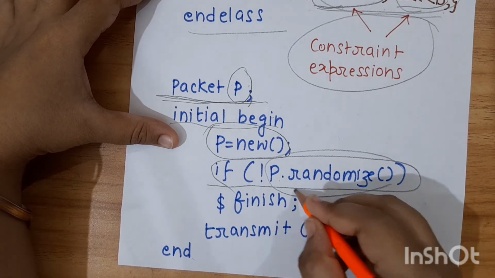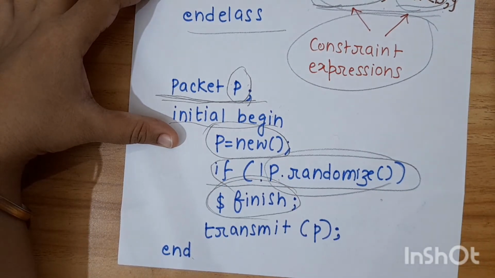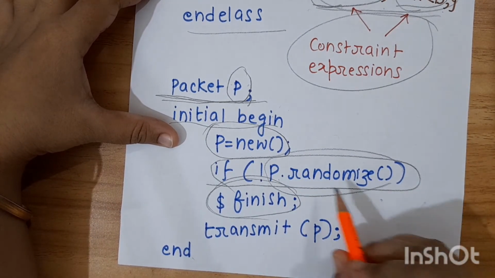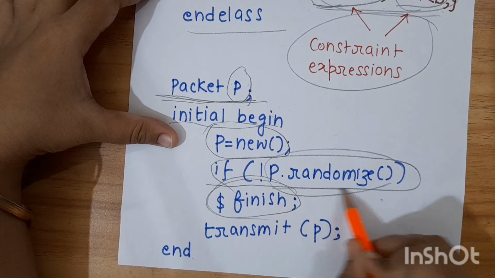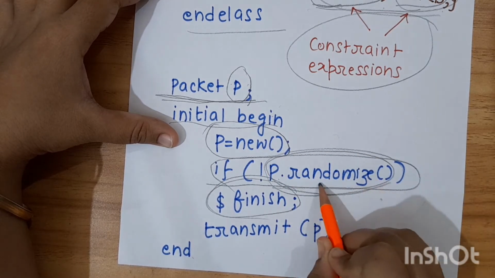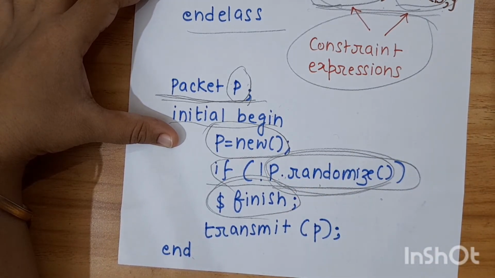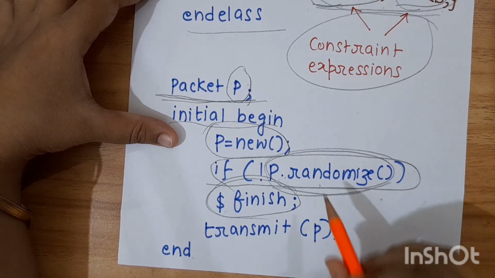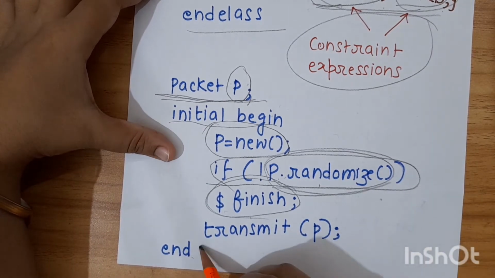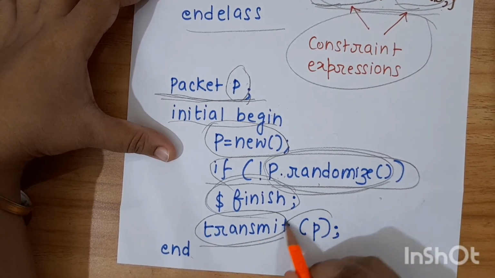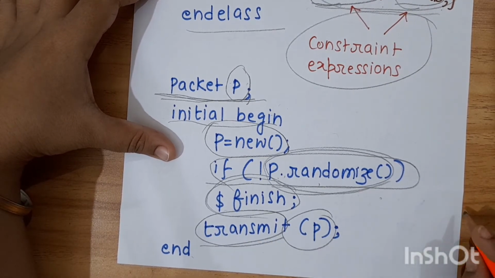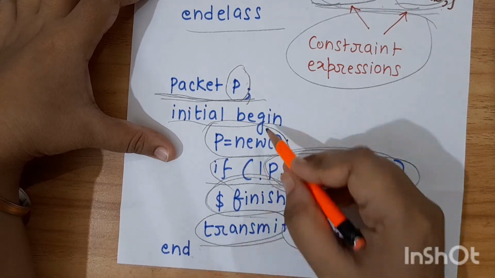Then there is no need of doing the $finish. If randomization is unsuccessful, this function returns a value of 0, and then I have to go out of the module, so $finish will be called. If randomization is successful, I will call a function transmit and will transmit the packet P. Semicolon and end for this begin.